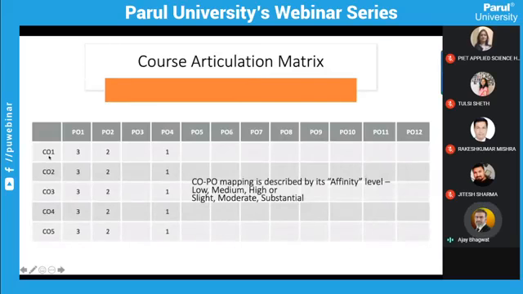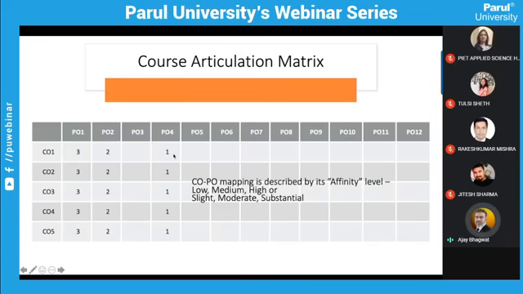So what it means is that this CO and this PO1 have very strong affinity. It's very important to achieve this CO1 if the students have to achieve PO1 related goals. However, although this CO is not strongly affiliated with PO4, still, a certain part of the course, which is related to CO1, is fulfilling some minor aspects of PO4 also.